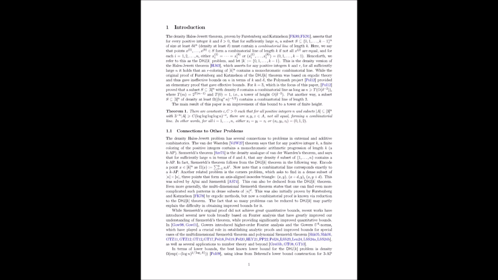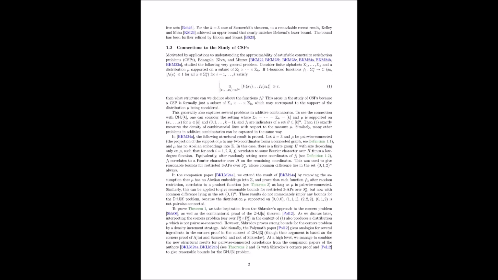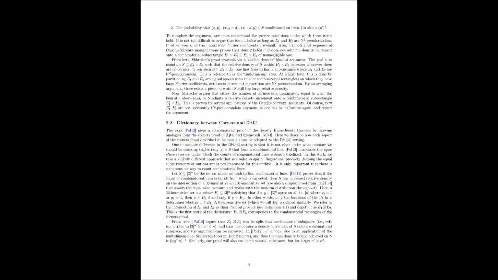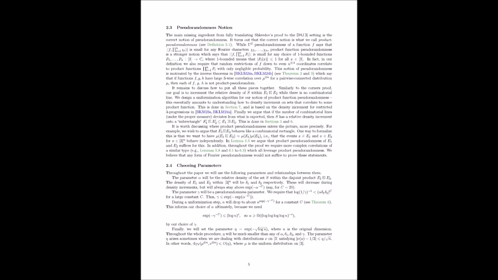I'm curious, why is this construction so important? What purpose do these disjoint products serve? They're crucial for the density increment argument. The idea is to begin with a set S that's dense within the disjoint product of some sets E1 and E2. Then they prove that if S doesn't contain a combinatorial line, it must be even denser within the disjoint product of some smaller sets, E1 prime and E2 prime. So it's like a process of repeatedly focusing on the densest regions. Exactly. Zooming in further. The key aspect of making this work is ensuring that E1 and E2 are product pseudorandom.